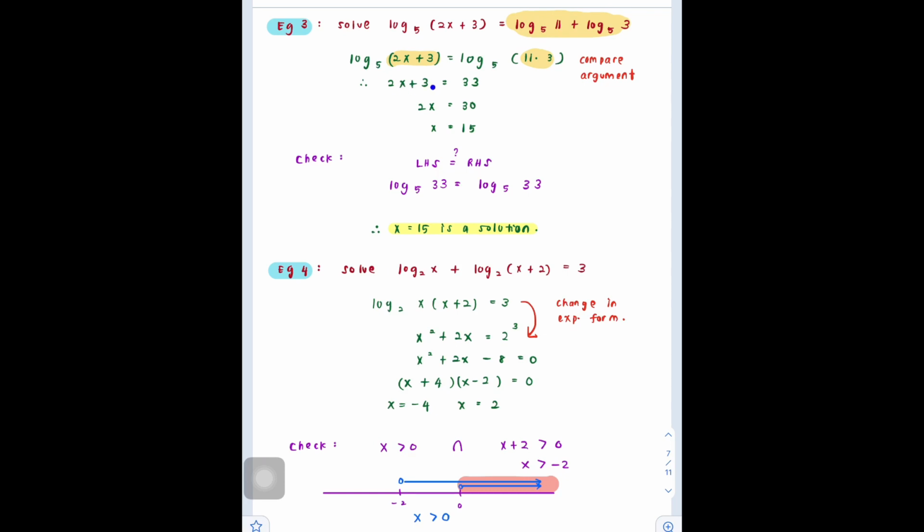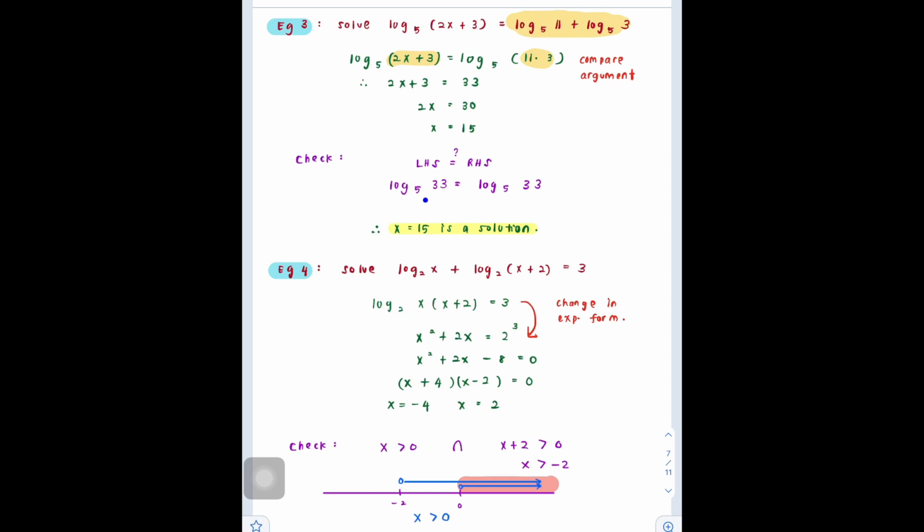So just take 2x plus 3 equal to 33. Solve for x, you have 15. Okay, so checking method. Let's say we are using the first method. Substitute to see whether the left side is equivalent to the right side. So 15 into the equation: 15 times 2 is 30, plus 3 is 33.